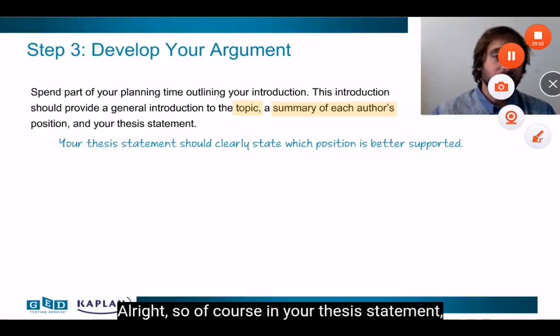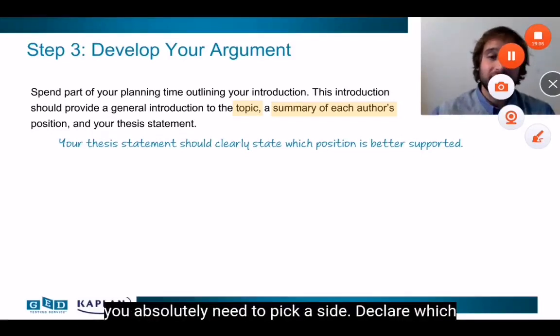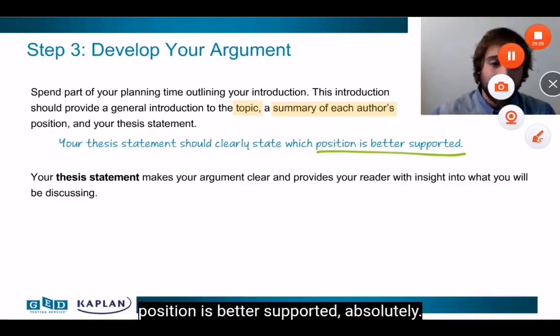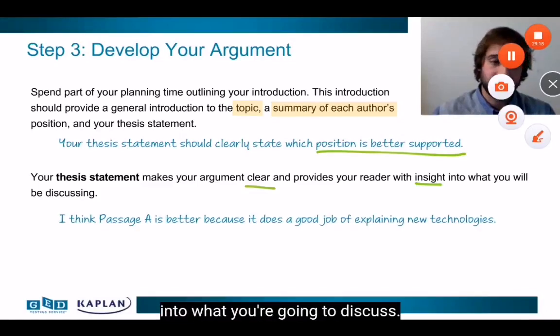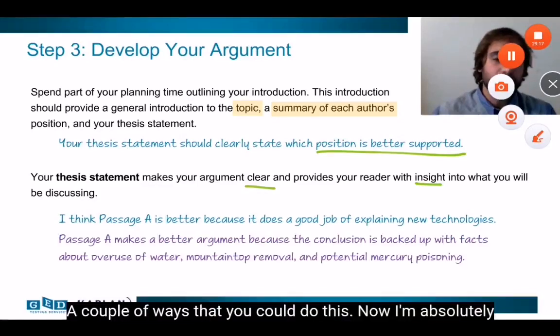All right, so of course, in your thesis statement, you absolutely need to pick a side. Declare which position is better supported. Absolutely, it needs to be clear. It needs to provide insight into what you're going to discuss. A couple ways that you could do this.